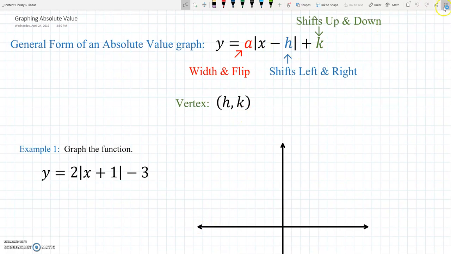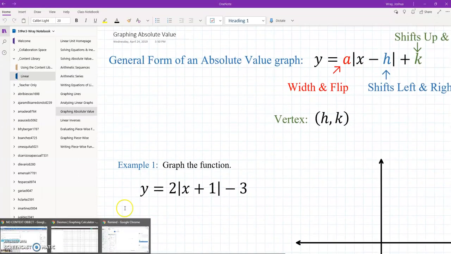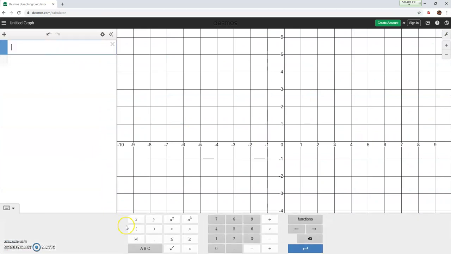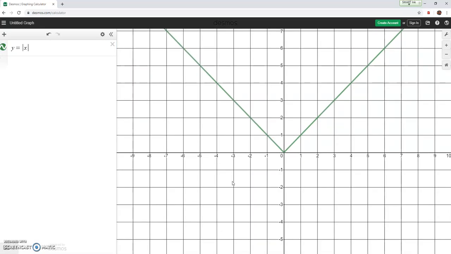All right, before we get into an example, I want to go straight to Desmos. Okay, and I want to type in y equals the absolute value of x. And I want you to write something down right now. Y equals the absolute value of x is the parent function. Okay, y equals the absolute value of x is the parent function. We're going to talk about parent functions all year long, so it's really important that you have a good understanding of it now. And here's my definition of a parent function.